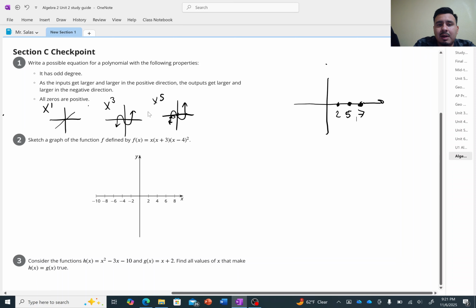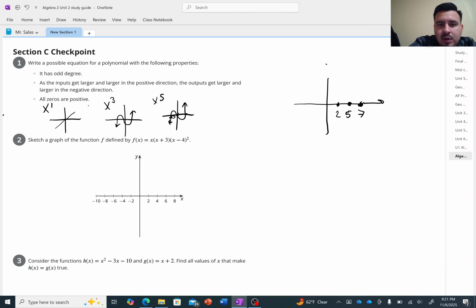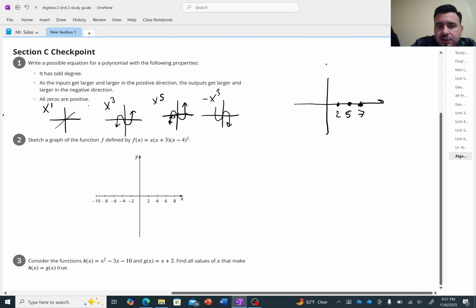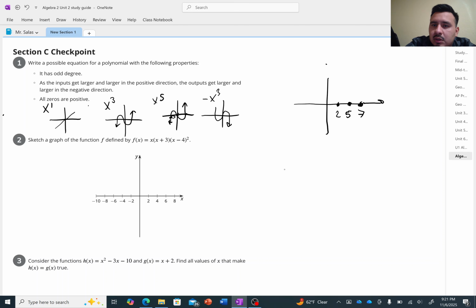That means that I'm not working with a regular odd degree. I'm working with a negative degree. In this case, let's say I'm doing a negative x to the third. That's going to look something like this. Right? As I go in the positive direction, my graph goes down in the y. So that means my graph is going to look something like this. Something like that, okay? So I have all the conditions met.